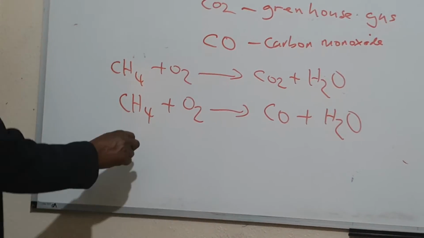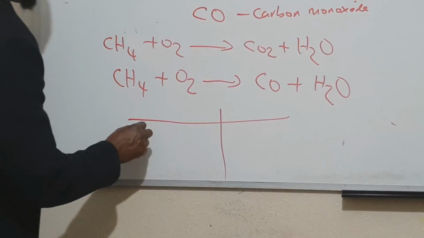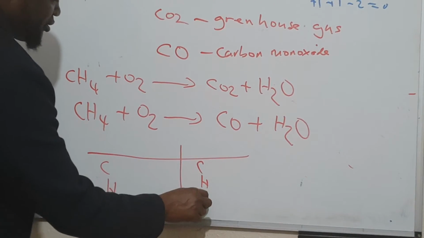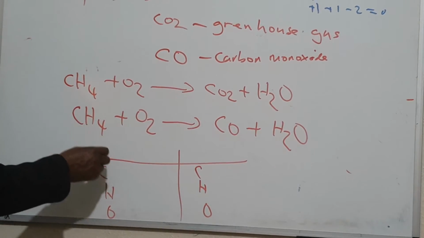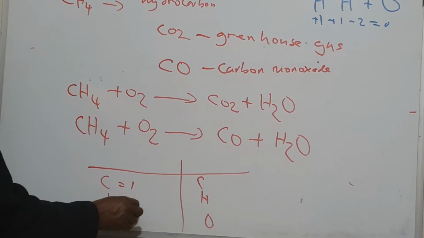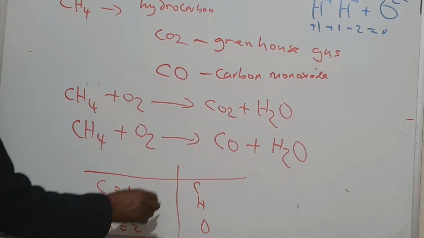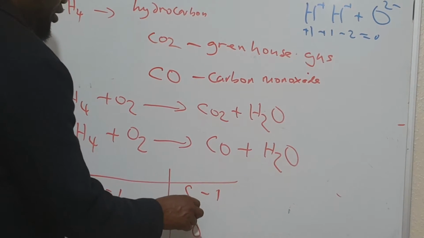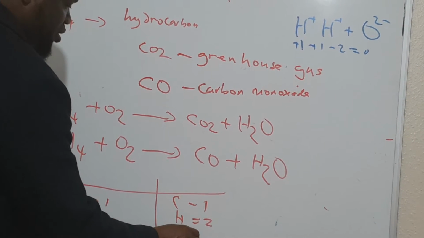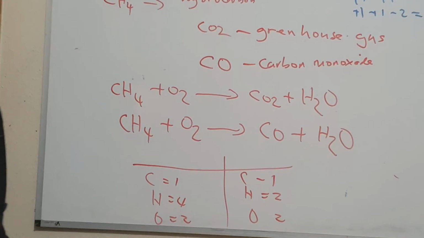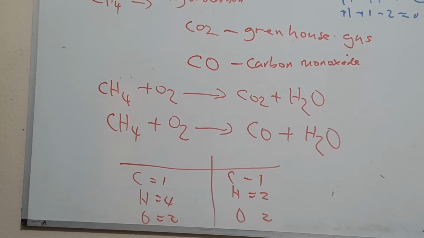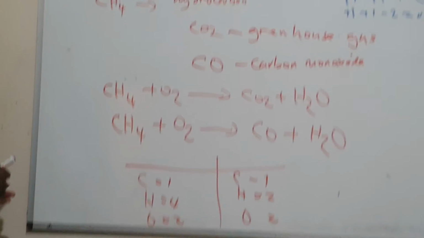A 2 there. In the products, you have to balance carbon, hydrogen, oxygen. Right now, how many carbon? 1. How many hydrogen? 4. How many oxygen? 2. But on this side, how many carbon? 1. It appears it is balanced, but be careful, it's not. How many hydrogen? 2. How many oxygen? 2. So it appears the only anomaly is hydrogen, innit? So the only anomaly is hydrogen.